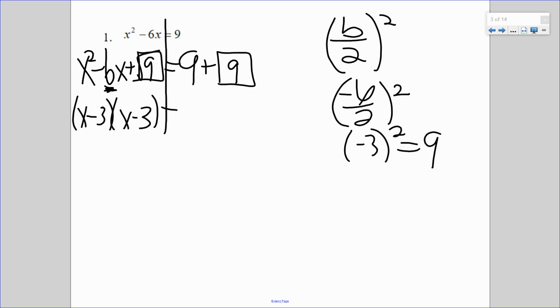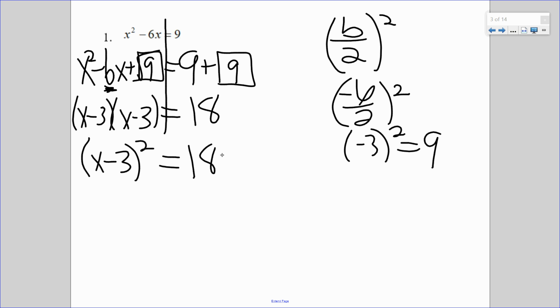My right-hand side, 9 plus 9 is 18. Now, x minus 3 times x minus 3, x minus 3 times itself, well, that's what squared means. So I'm going to rewrite this as a binomial squared. And that is completing the square. There's a lot of different applications of completing the square. If you took geometry last year, you used completing the square to find the center of a circle. Now we're going to use completing the square to solve equations.